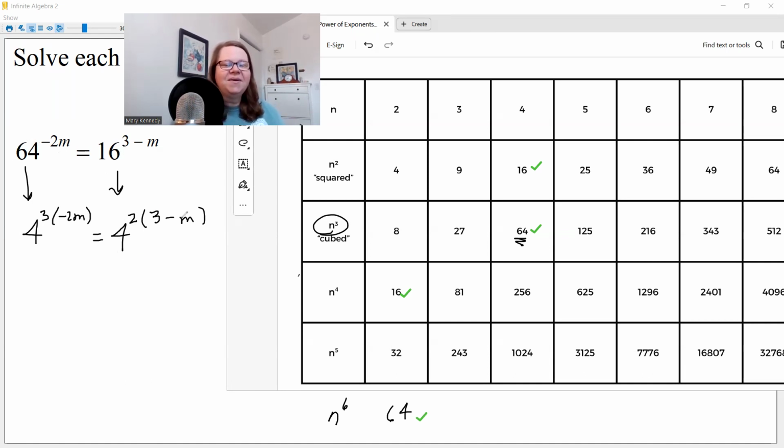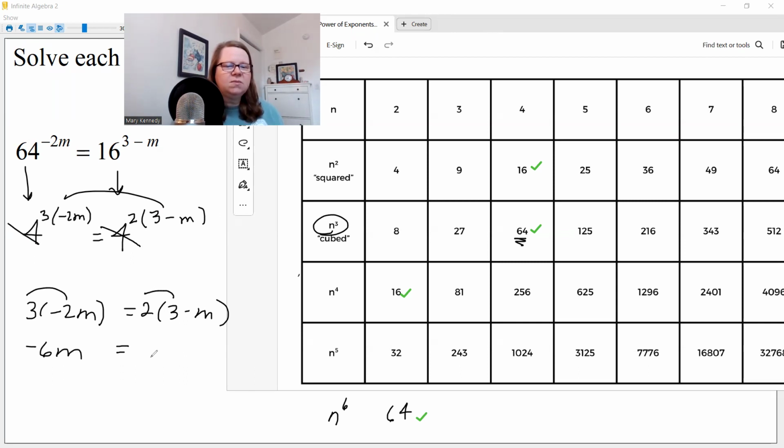Okay, so if the bases are the same, that means the exponents are equal to each other. So these exponents are equal. I'm going to ignore the bases for right now, and I'm just going to write down 3 times negative 2m is equal to 2 times 3 minus m. Okay, well, let's clean this up and solve for m, and we'll have our answer. So 3 times negative 2 is negative 6, and that's an m term. And 2 times 3 is 6, and 2 times negative m is negative 2m.